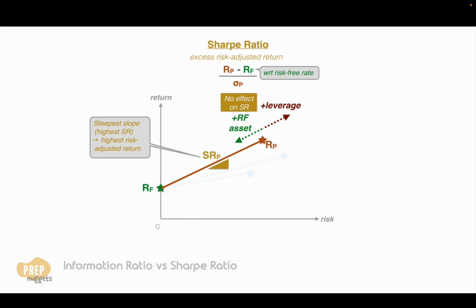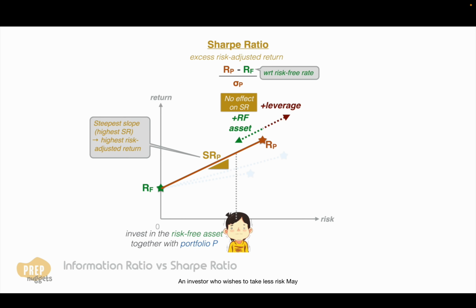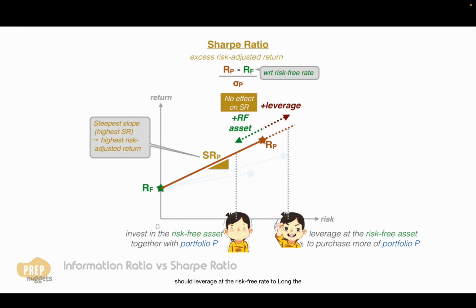An important attribute of the Sharpe ratio is that it is unaffected by the addition of risk-free asset or leverage in the portfolio. An investor who wishes to take less risk may invest in the risk-free asset together with the portfolio with the highest Sharpe ratio. Likewise, an investor who requires higher return should leverage at the risk-free rate to long the portfolio with the highest Sharpe ratio. Both investors will have the same Sharpe ratio.